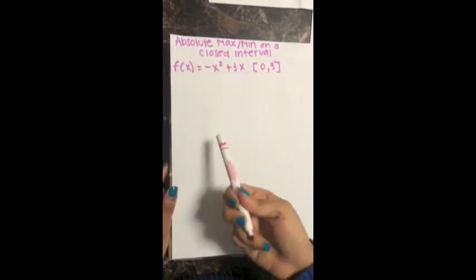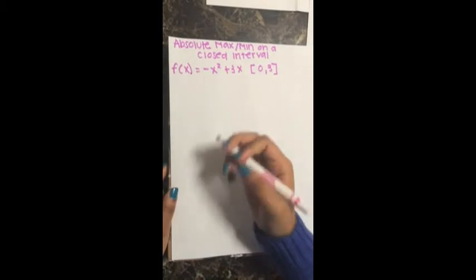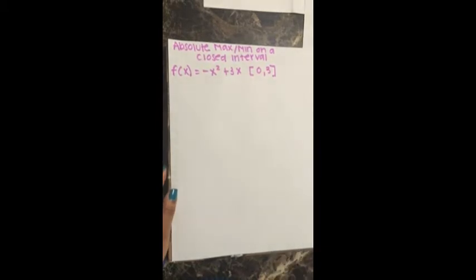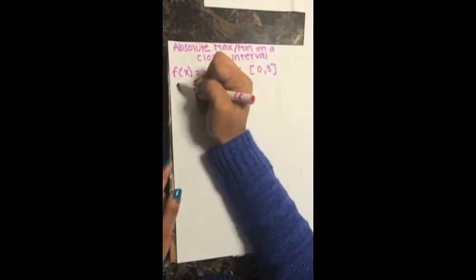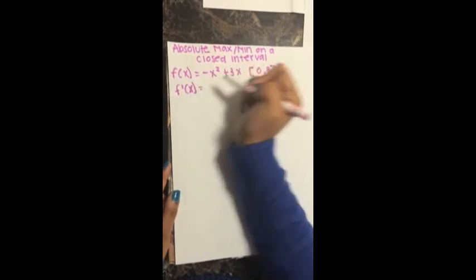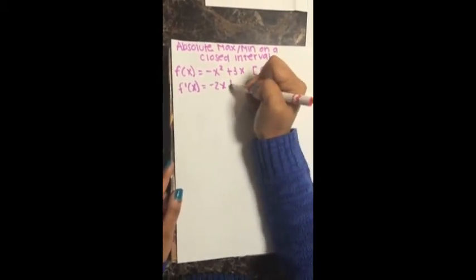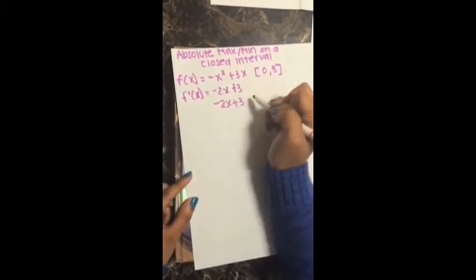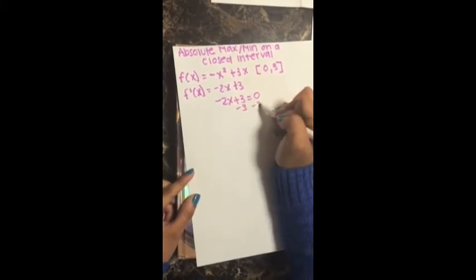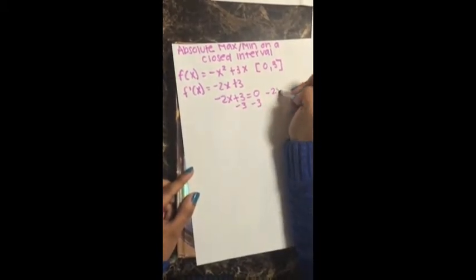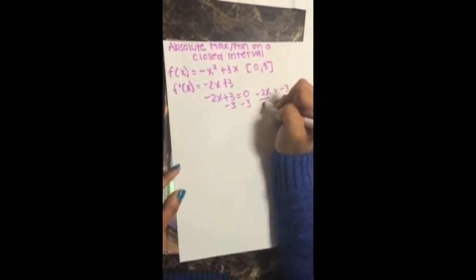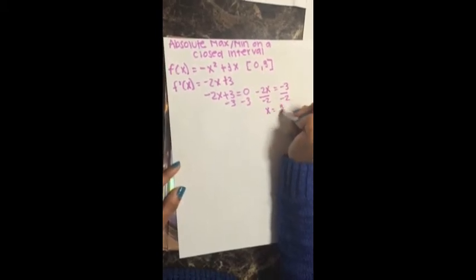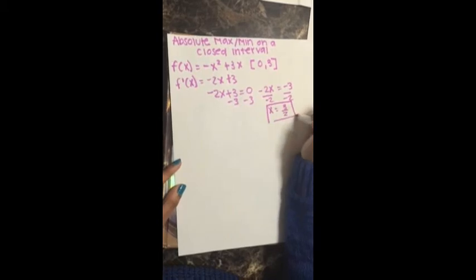So now we're going to find the absolute max and min on a closed interval. We're going to have the function f of x equals negative x squared plus 3x on the interval 0 to 3. So the first thing we have to do is take the first derivative, which would be negative 2x plus 3. So now we have to find the critical number and set it equal to 0. So we'll subtract 3. We'll have negative 2x equals negative 3. Divide by negative 2 on both sides. We'll get x equals 3 over 2. So that's our critical number.